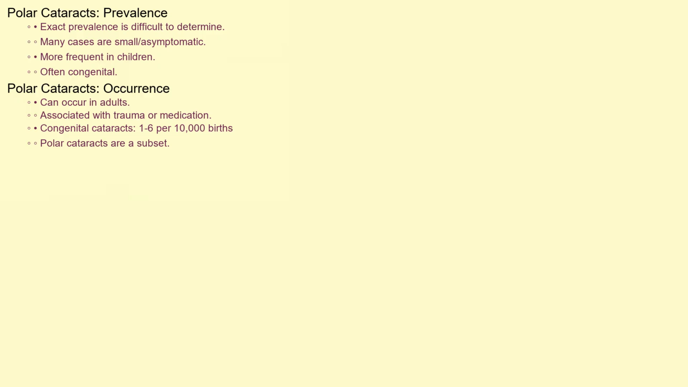Estimating the exact prevalence of polar cataracts is difficult, as many small or asymptomatic cases may go undiagnosed. They are more frequently observed in children due to their congenital nature. However, they can also be found in adults, particularly in association with risk factors like trauma or medication use. Congenital cataracts, as a whole, occur in approximately 1 to 6 per 10,000 live births, and polar cataracts make up a portion of this number.